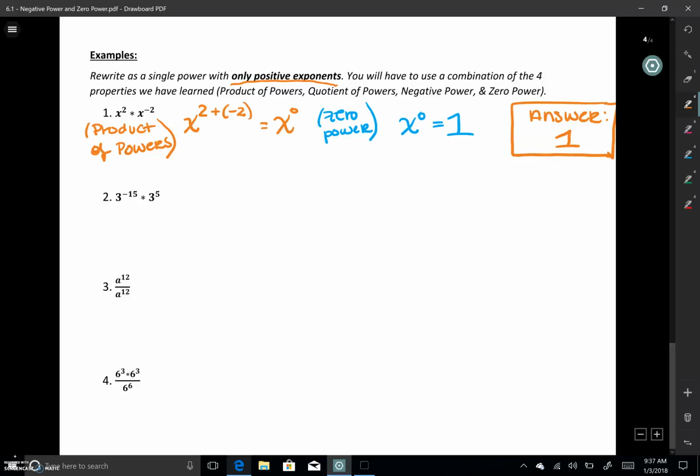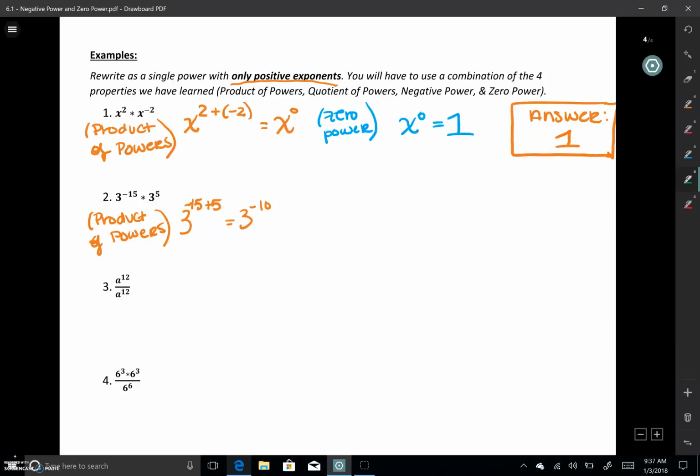Looking at my second example, I have 3 to the negative 15th power times 3 to the 5th. First and foremost, this is going to be product of powers. These things are being multiplied. My bases are the same as 3, and I know that I can go ahead and add my exponents. So negative 15 plus 5 gives me negative 10. This gives me a 3 to the negative 10th.